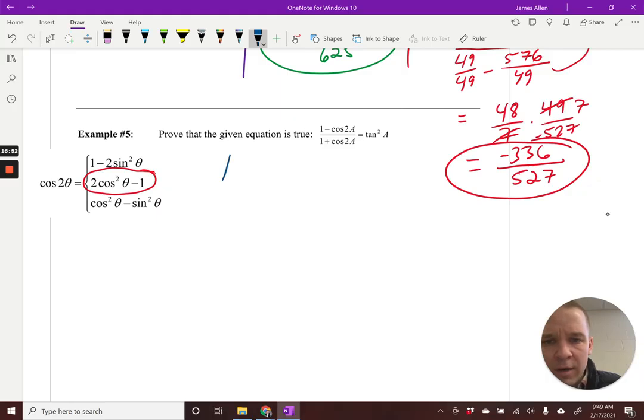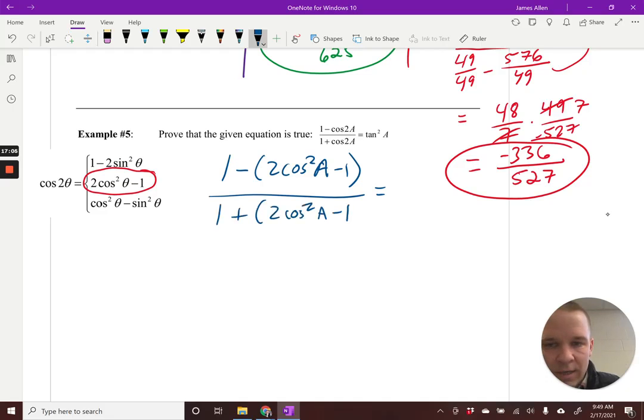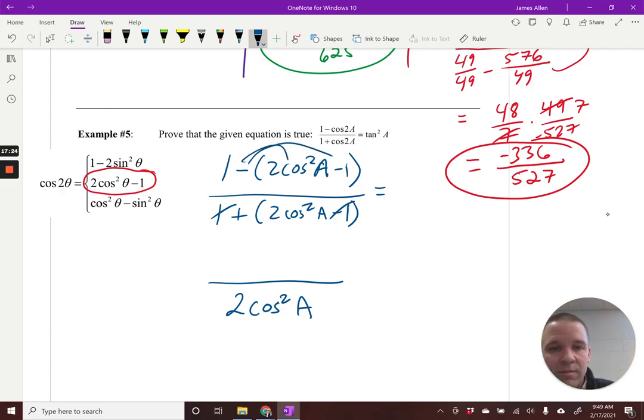All right. So I would have 1 minus 2 cosine squared A minus 1, over 1 plus 2 cosine squared A minus 1. Lovely. And that equals tangent squared A, or we so hope anyways, right? Well, that's what we want to prove. So now in my denominator, the ones end up canceling, and I'm left with just 2 cosine squared A. My numerator, however, I'm going to have to distribute this -1, giving me a positive 1. So I get 2 minus 2 cosine squared A.